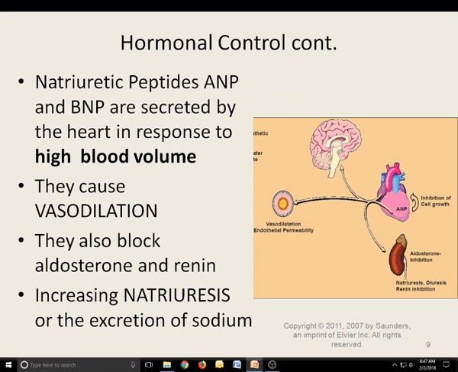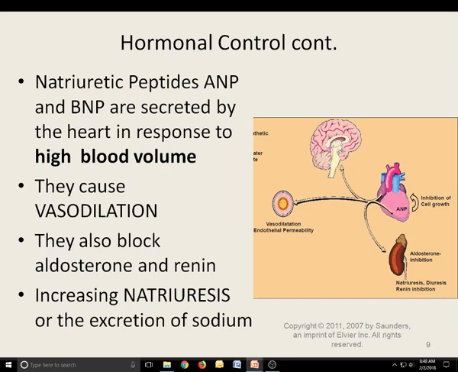These hormones, ANP and BNP, are secreted by the heart. Once again, these are hormones. This is an endocrine function of the heart in response to high blood volume. Okay, so blood volume is too high. If blood volume is too high, that means blood pressure is too high. So if blood pressure is too high, then the homeostatic mechanism at work is to lower blood pressure, right?